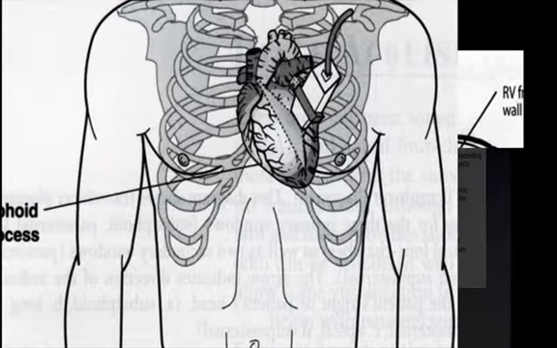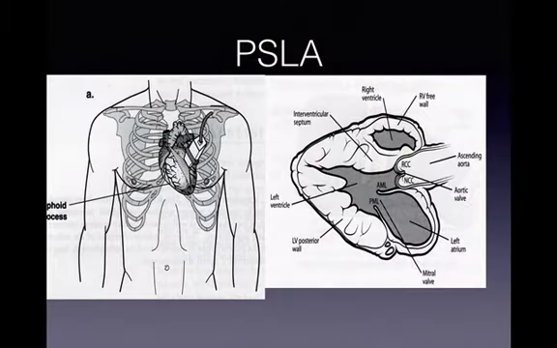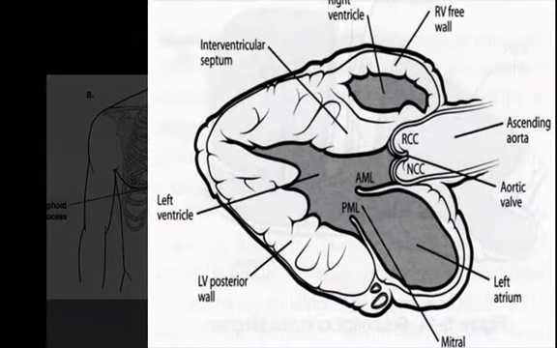Here's an example of where we're going to put our probe for the parasternal long axis view. We're going to put it in the long axis of the heart just at the edge of the sternum on the left, and we will be able to see the mitral valve, the anterior leaflet of the mitral valve coming up and hitting the septum. We'll also be able to see the aortic outflow tract with the aortic valve, and on top we will see the right ventricle.